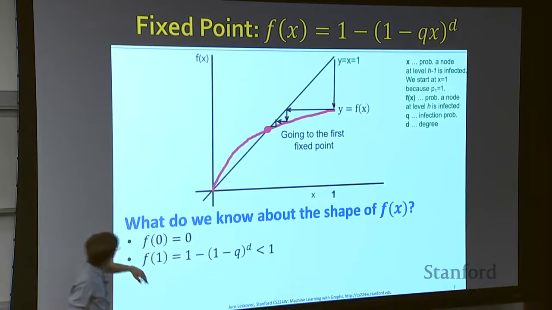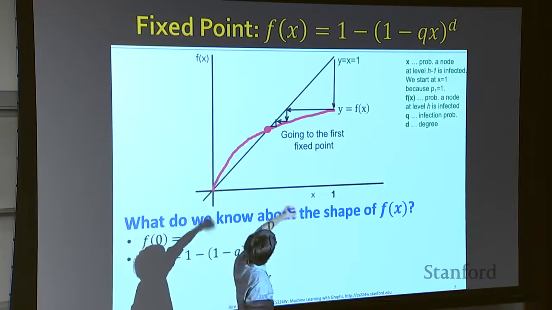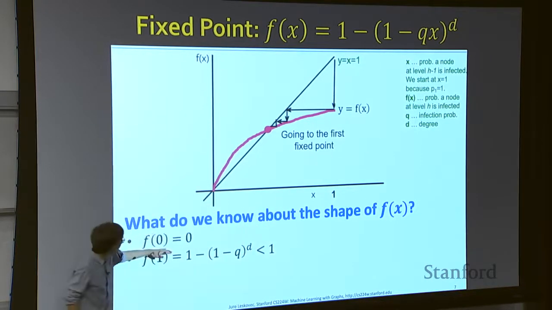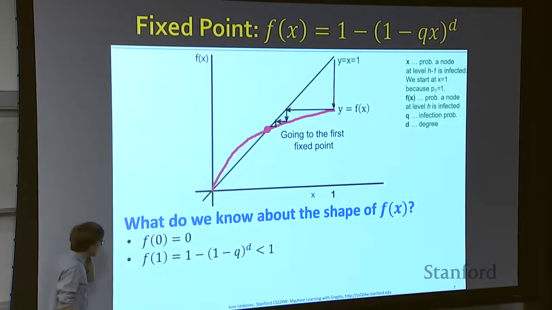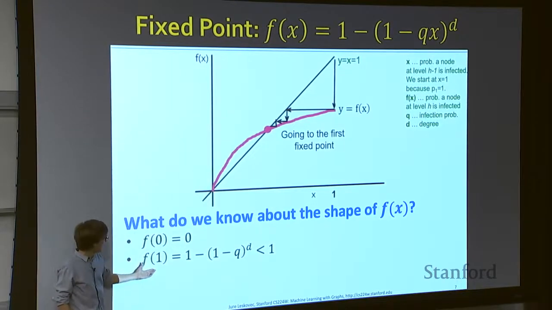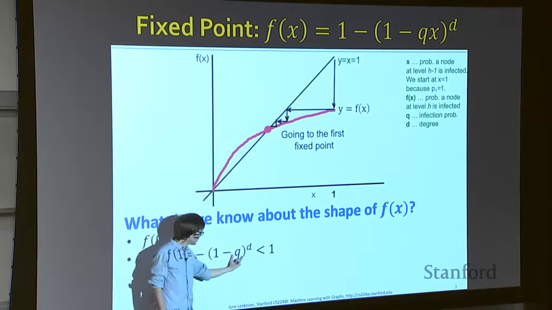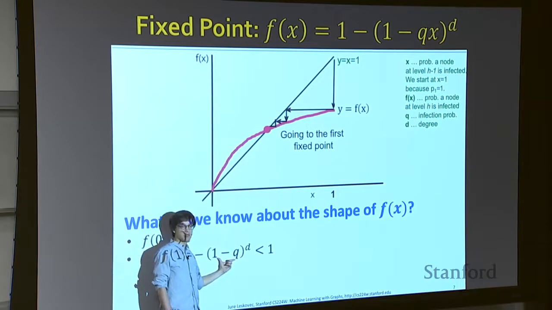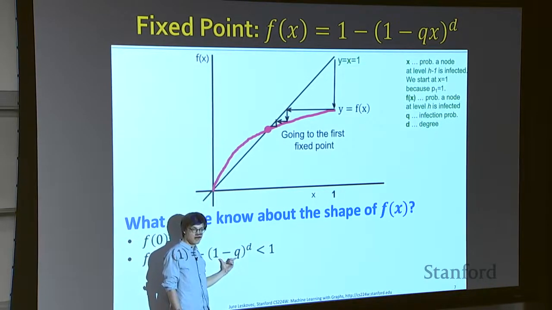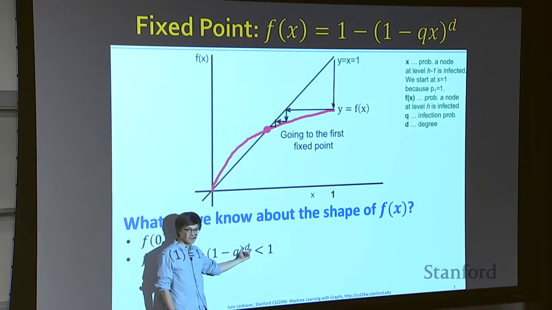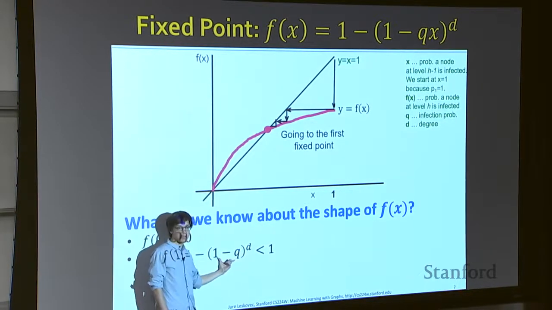So what do we know? We know that f of 0, if I enter 0, I get 1 to the d minus 1, so that is 0. So I know f of 0 is 0. So I know this point. This is 0, 0. It's useful. The other thing is, what is f of 1? f of 1 is 1 minus q raised to the power d. q is between 0 and 1, so this will be somewhere between 0 and 1. A number between 0 and 1 raised to an integer d will still be between 0 and 1.